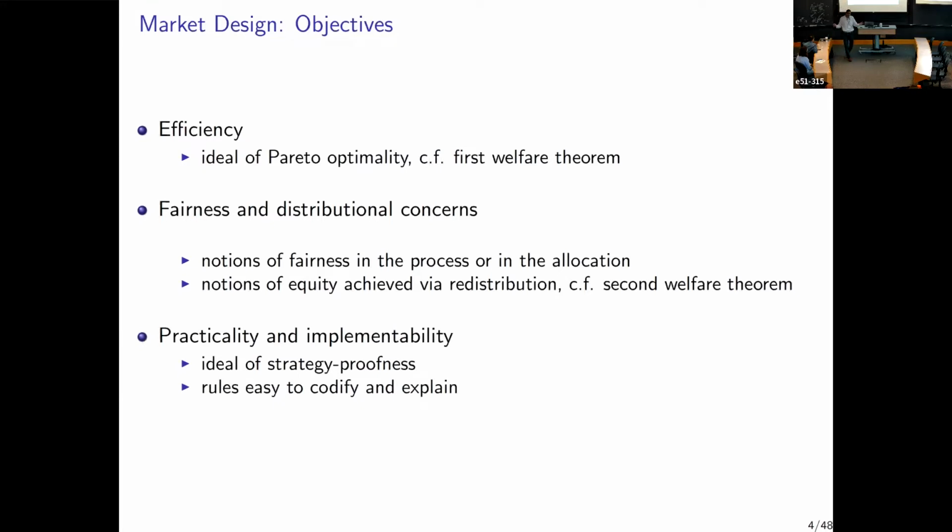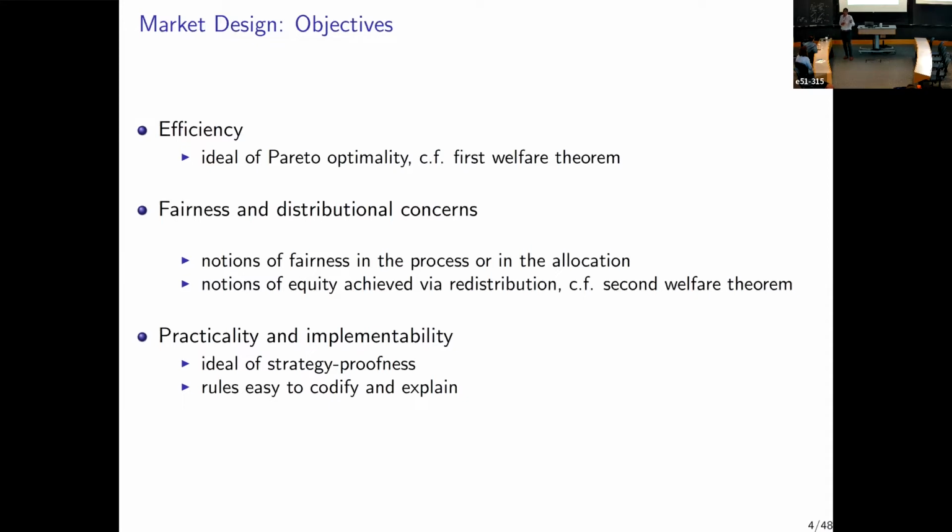Another concern when we think about mechanism market design is how practical our proposed mechanism, or our proposed set of institutions, is. There is an ideal out there of strategy-proofness. Ideally, you want to tell your participants, look, you don't have to strategize. You just have to tell us the truth, and the mechanism solves it in a very fancy but easy way. But at the same time, you need rules that are easy to explain and to qualify. And sometimes these two may be in conflict.